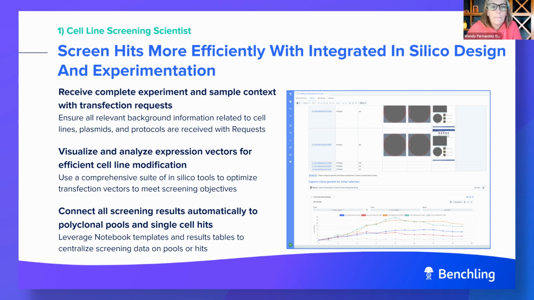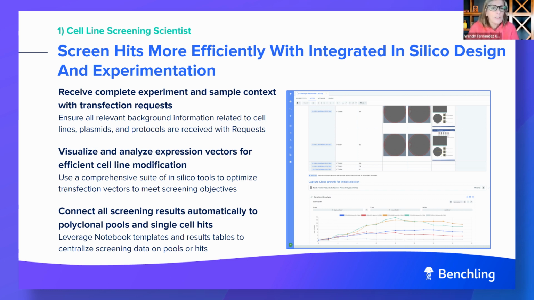I'm going to start with the screening team. This is the team that performs the first phases of the line development. These scientists complete the transfection process and perform initial clone selection, ensuring monoclonality, and they do some analysis to explore the performance of the new cell lines.